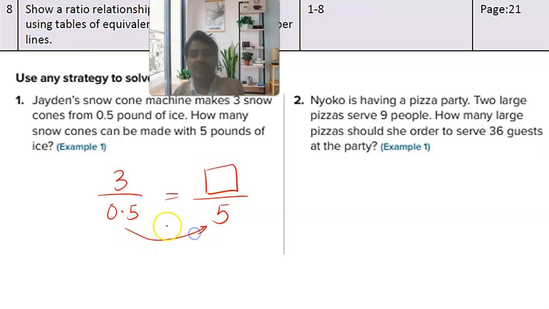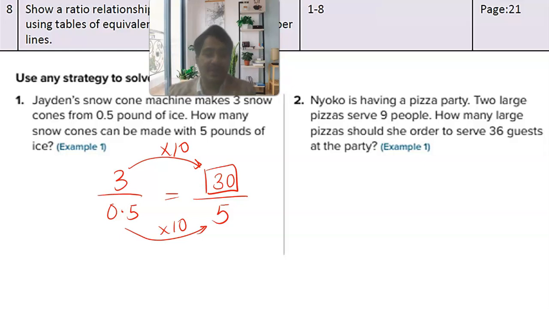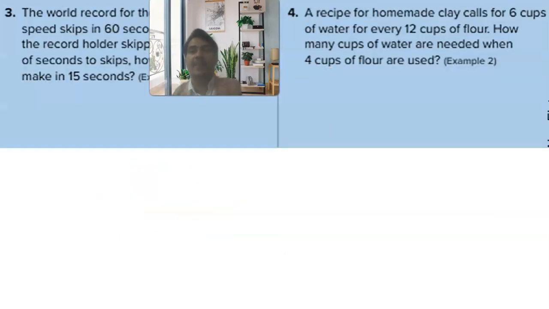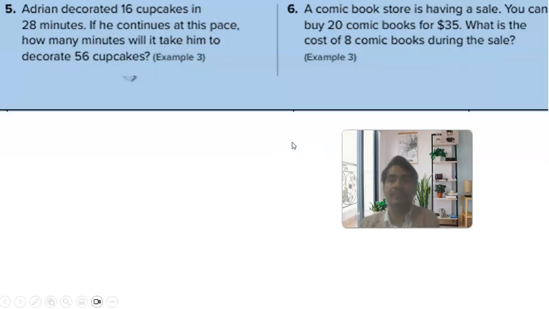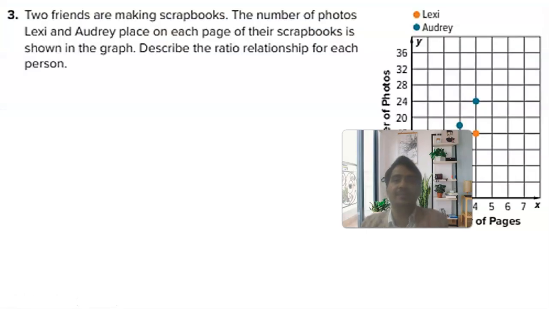From here to here, multiply by 10. Again from here to here, multiply by 10, you get 30. 30 snow cones for 5 pounds of ice. This is exact. The second question is the same. Same. All ratio questions. I am leaving them to you because they are easy. You can do it. Ratio. Again ratio.